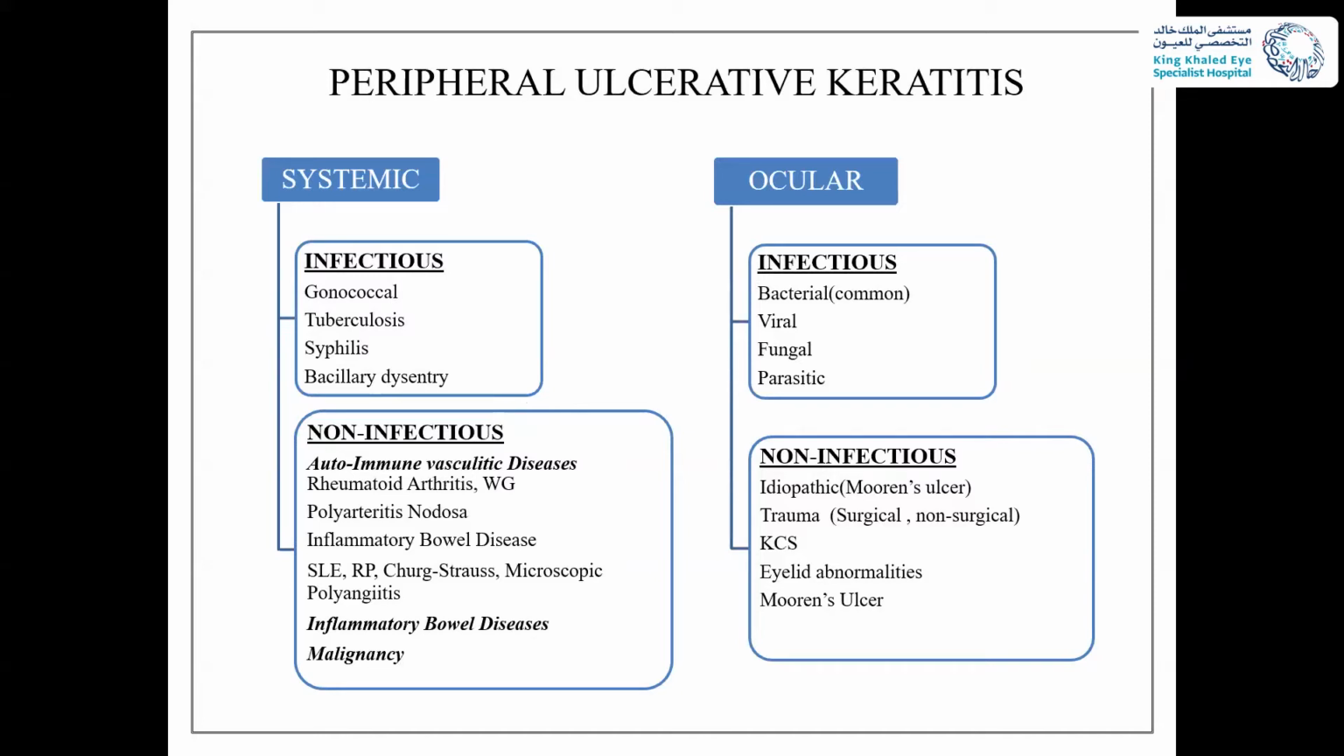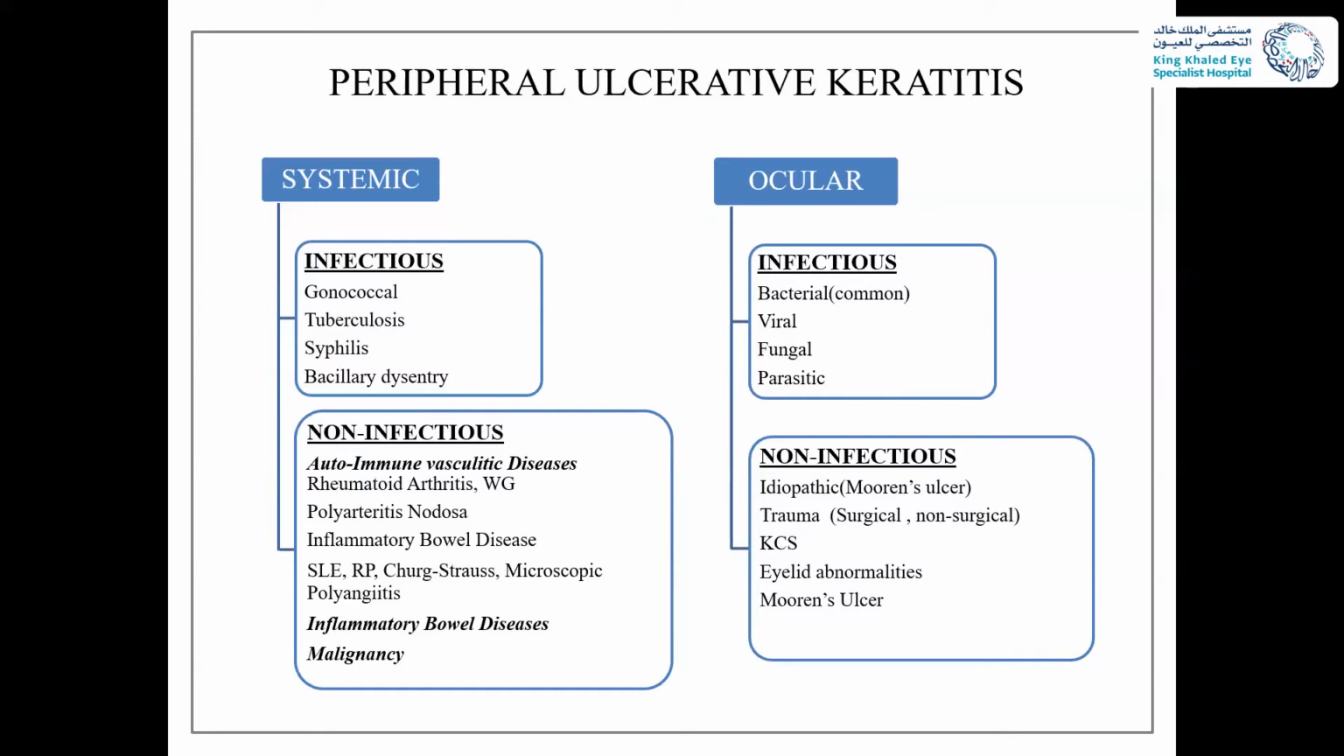It could be a vasculitic disease, which carries the worst prognosis in terms of mortality, not even just morbidity, and a group of inflammatory bowel disease and malignant diseases. The ocular condition, the most commonly, is a bacterial infection, namely streptococci, staphylococci, or even Haemophilus influenzae. Viral infection is a well-known and recognized cause of PUK, namely herpes zoster and herpes simplex virus.